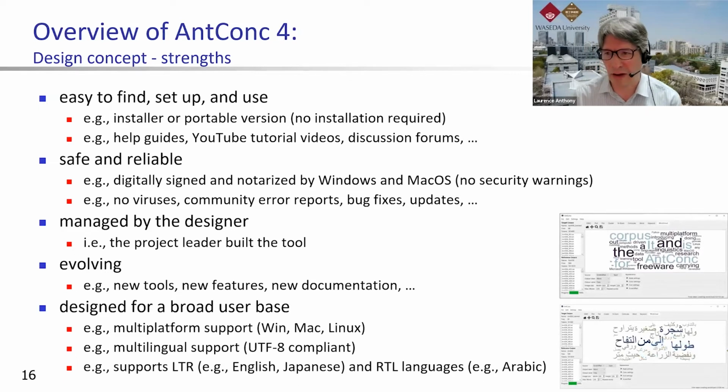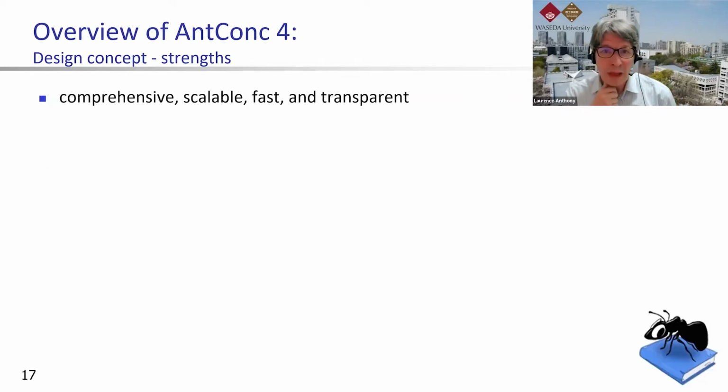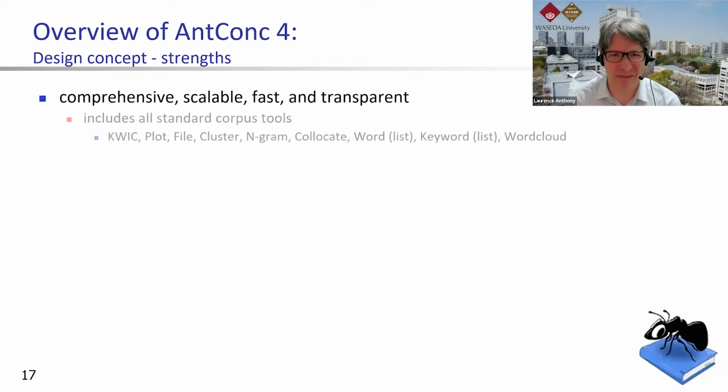And you can see here, I've got the word cloud feature showing a result for English, and then underneath that you'll see an Arabic word cloud, and all the tools will work the same way. They are completely equivalent for English or Arabic or Japanese or Chinese. That's an important feature. It's also designed to be comprehensive, scalable, fast, and transparent. I'll go through these just briefly.